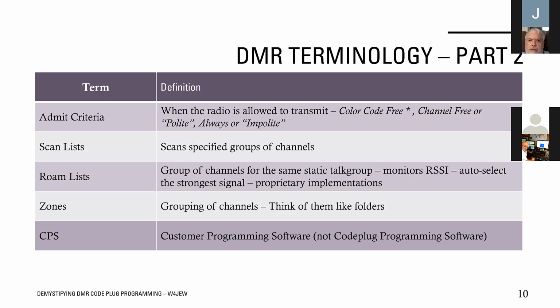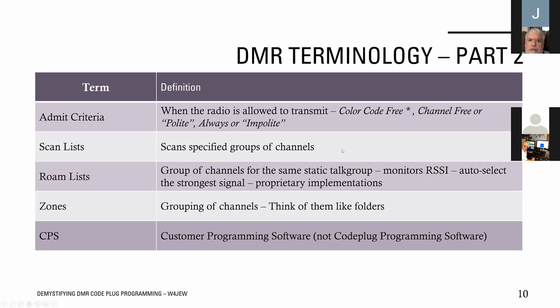Channel free or always is used whenever I program an analog channel in a DMR radio, because you're not handshaking with a repeater in an analog world. You can key up at any time, so don't try and tell the radio not to.